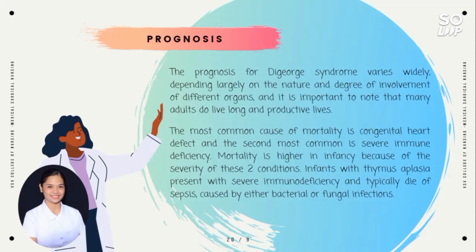The prognosis for DiGeorge syndrome varies widely depending largely on the nature and degree of involvement of different organs, and it is important to note that many adults do live long and productive lives. The most common cause of mortality is congenital heart defect, and the second most common is severe immune deficiency. Mortality is higher in infancy because of the severity of these two conditions. Infants with thymus aplasia present with severe immune deficiency and typically die of sepsis caused by either bacterial or fungal infections.